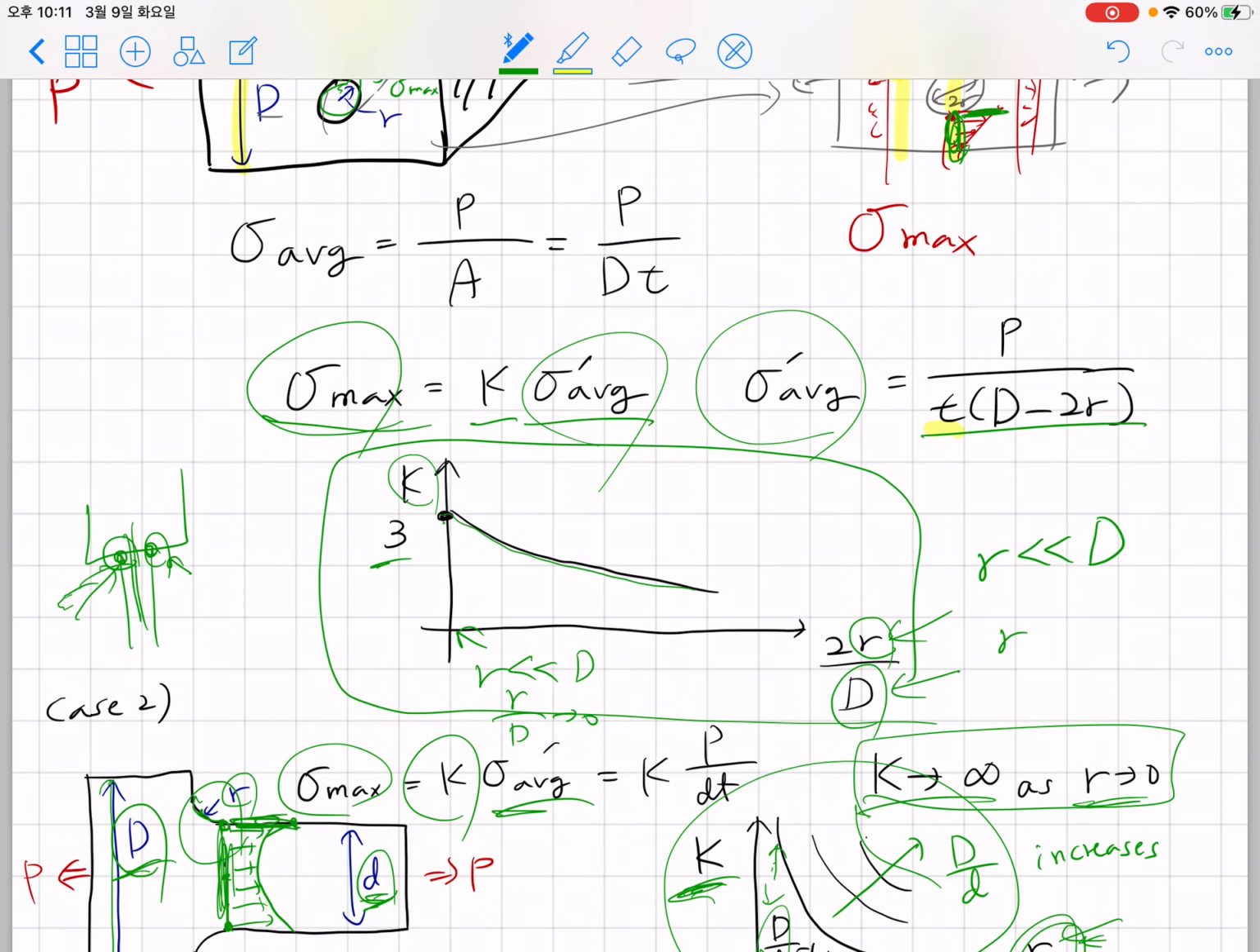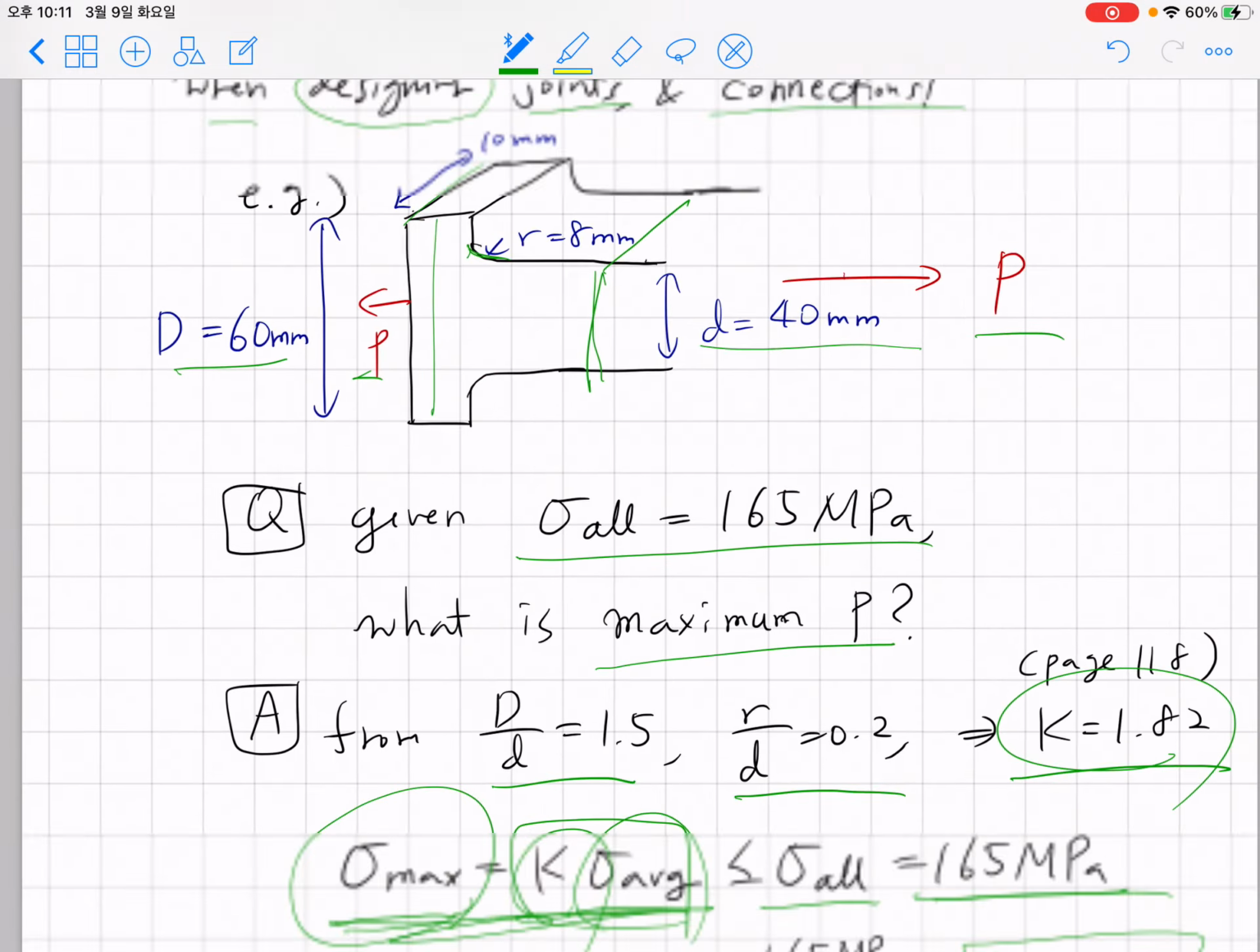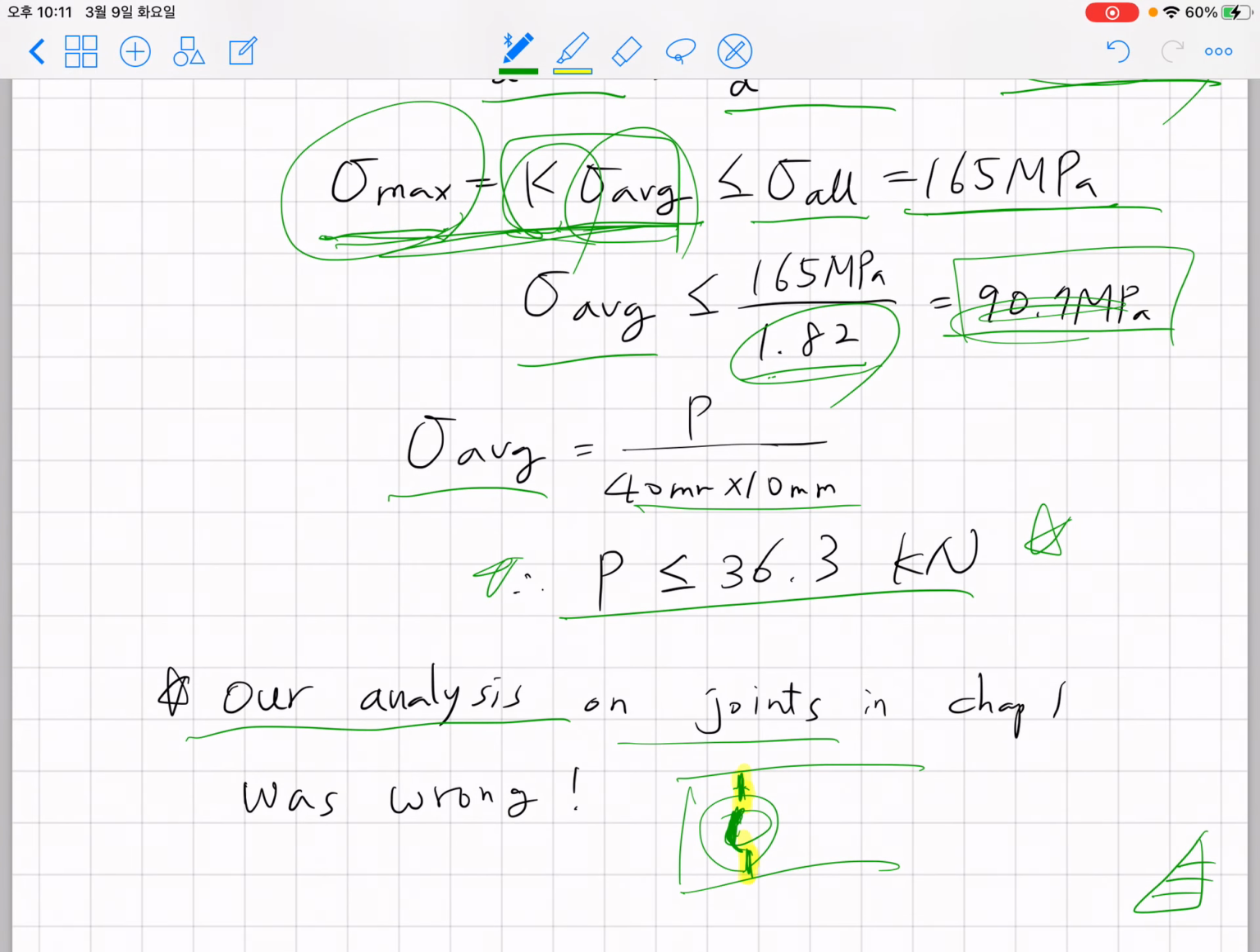structurally safe designs. Okay, so with that, let me finish the video here, and with this I can finalize today's lecture.